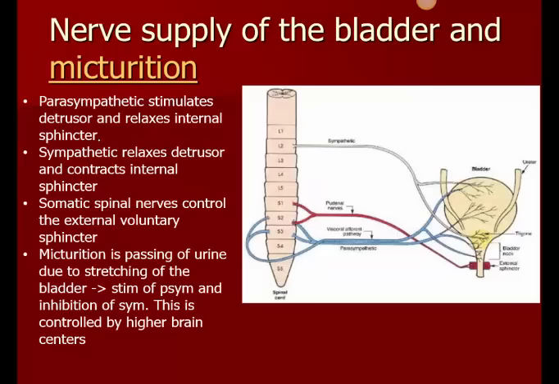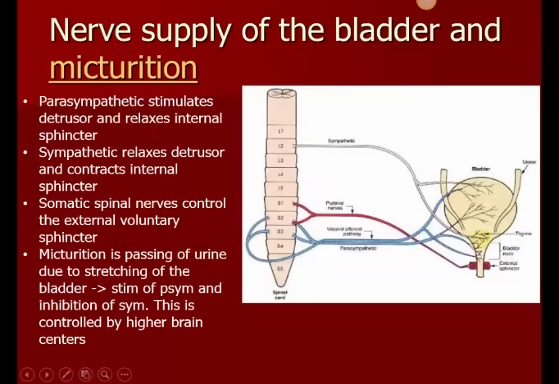So when your bladder is filling, the two of them are working hand in hand. The parasympathetic is relaxed at that time. The sympathetic is more active, keeping the sphincter closed. When you want to micturate, the parasympathetic takes over and the sympathetic relaxes. So what happens? The detrusor muscle contracts and urine is pushed out.